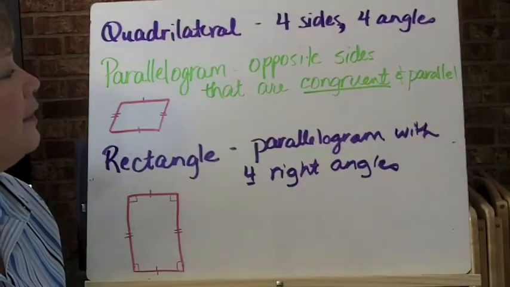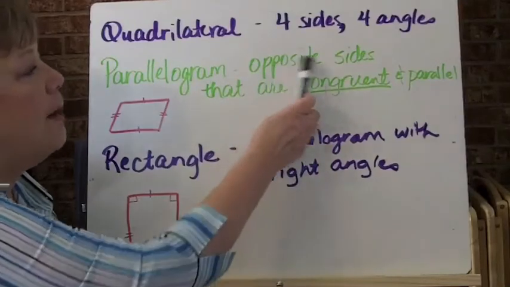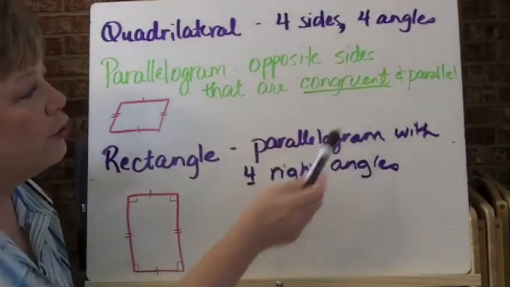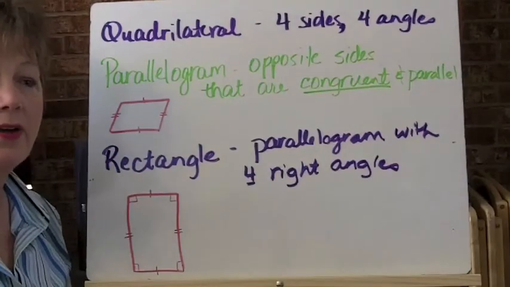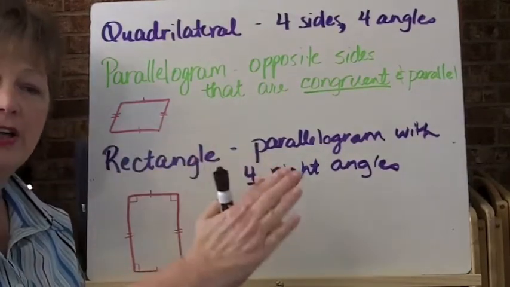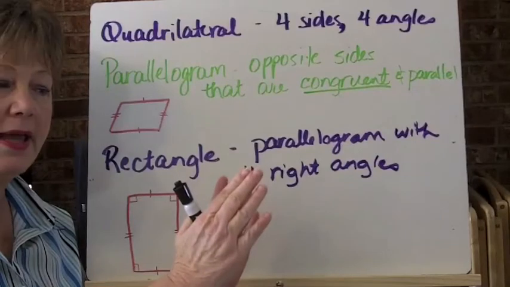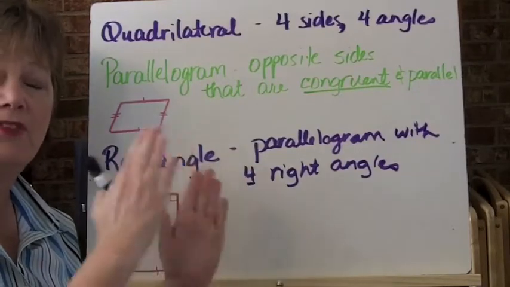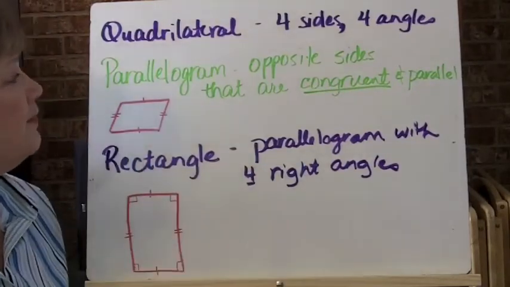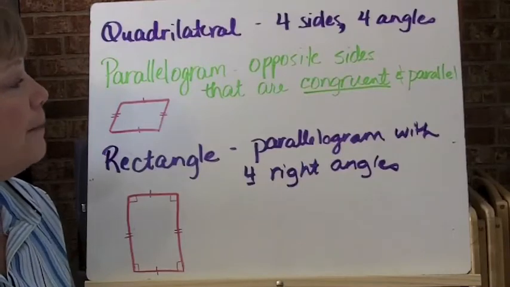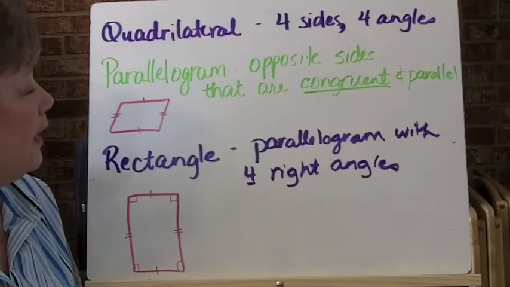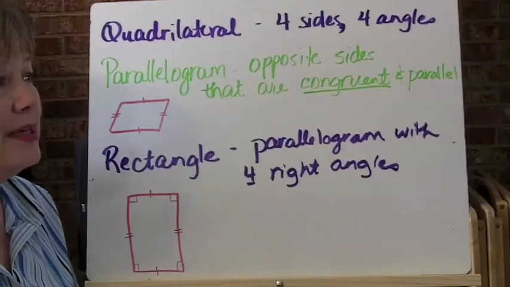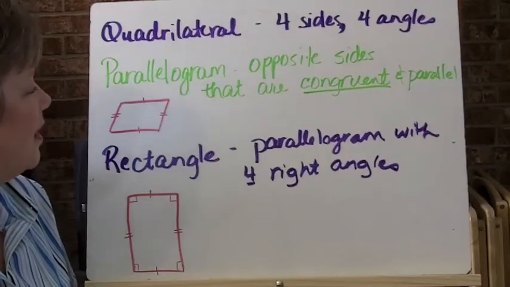A parallelogram has opposite sides that are congruent and parallel. When something's parallel, that means they never touch. They go along the same plane and they never cross. They never intersect. So if they are parallel, the opposite sides are both parallel and congruent, the same length and parallel.